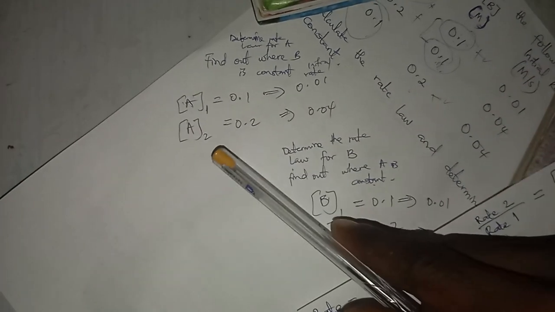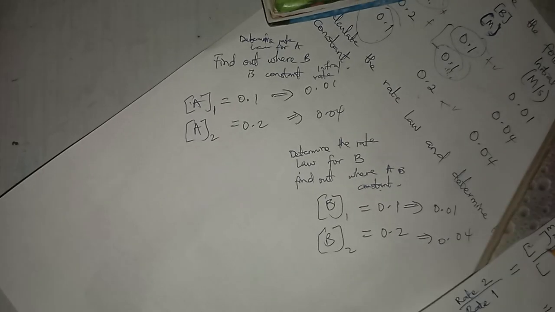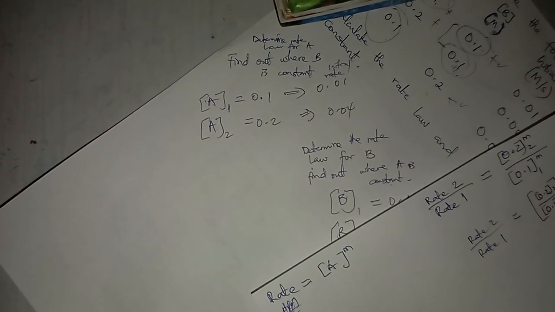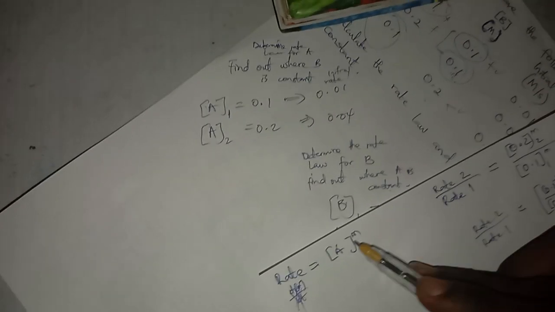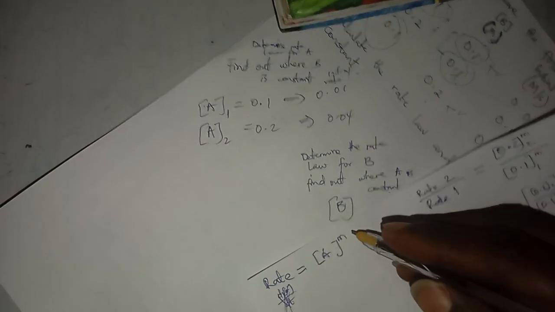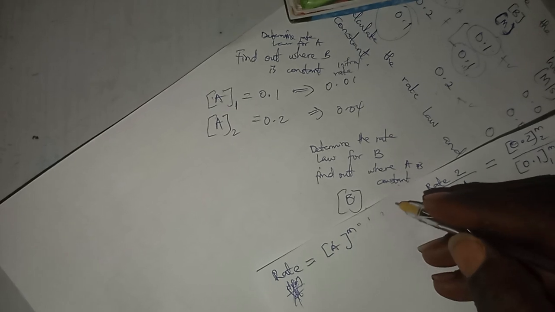So this is the second concentration. At this point, I'll put it here, 0.2. This is the first concentration, first experiment, 0.1. So if I put it here, 0.2 over 0.1, all raised to power m. Because a particular concentration cannot have two powers, it's one power that it will have. It is either zero order, first order, second order, or third order.